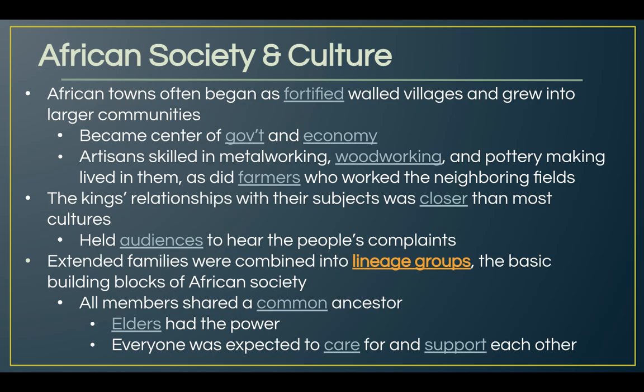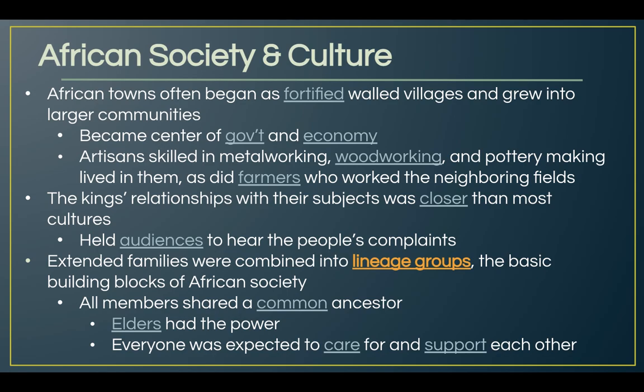But inside those walled villages, that was the center of the government and the economy. And so artisans who were skilled in metalworking or woodworking, pottery making, they would live in them, as did farmers, and then the farmers would often work the neighboring fields.